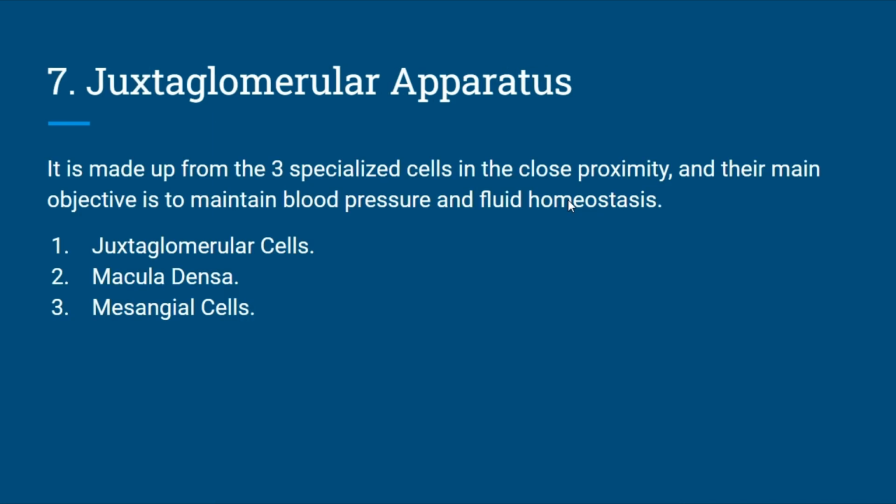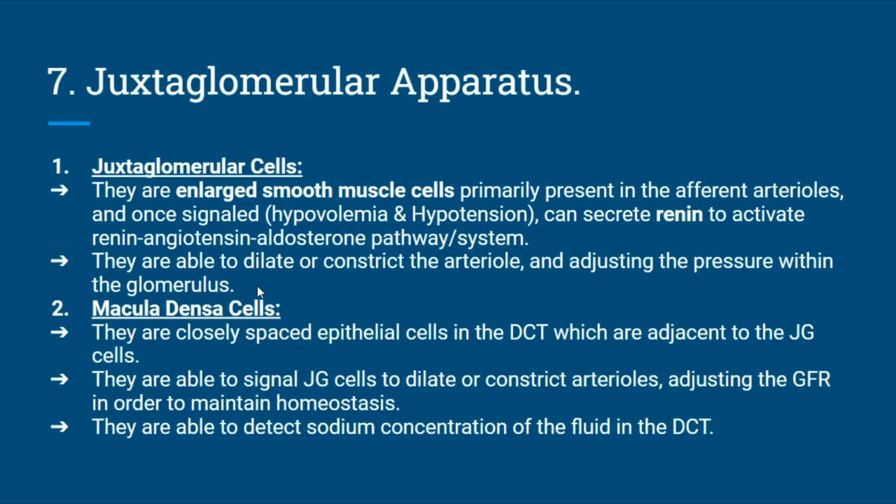So the next important part, which is also important with different other functions, is the juxtaglomerular apparatus. It is made from three specialized cells in close proximity, and their main objective is to maintain blood pressure and fluid homeostasis. So what are the three components? They are the juxtaglomerular cells, macula densa, and mesangial cells.